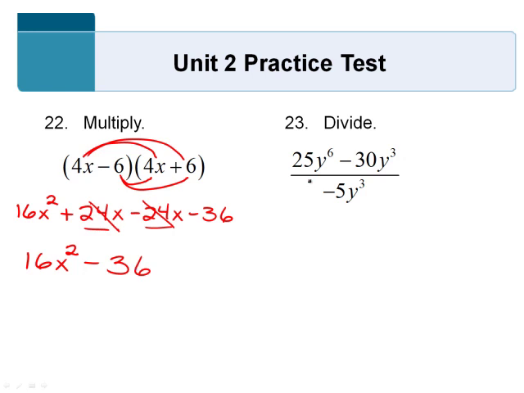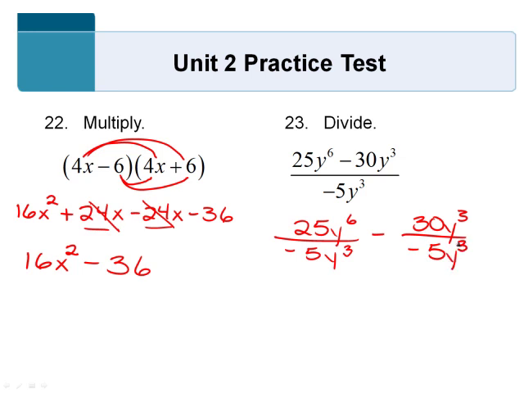Now, number 23, this is where we divide the two terms on top by the monomial that's on the bottom in the denominator. So we're going to have 25y to the 6th over negative 5y to the 3rd, and then minus 30y to the 3rd over negative 5y to the 3rd. So we're dividing both of them by the term on the bottom. So be careful of your signs. 25 divided by negative 5 is negative 5. And remember, when you divide, subtract your exponents. So that's going to be y to the 3rd.